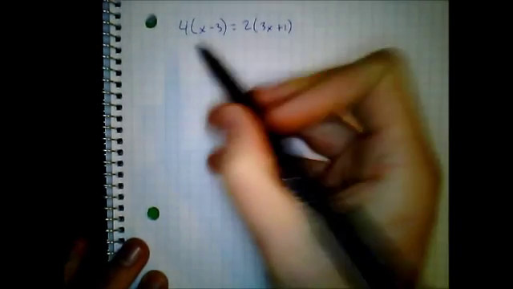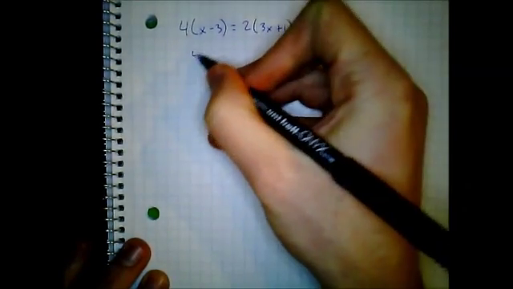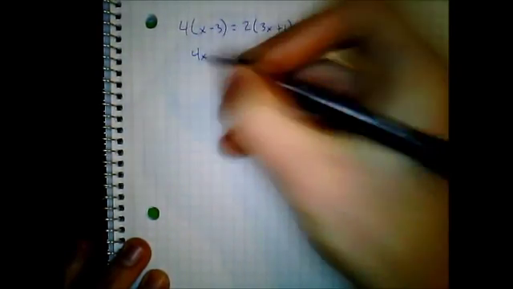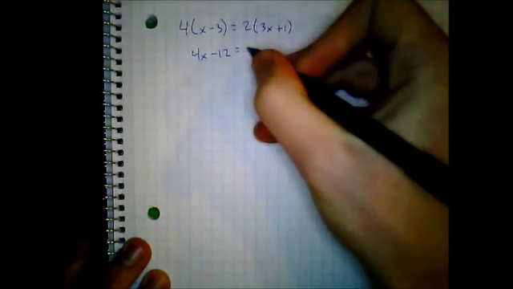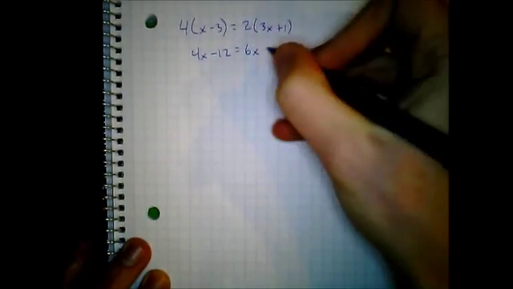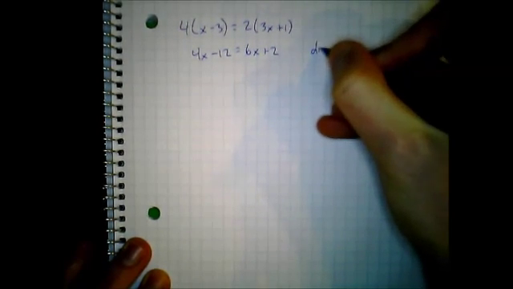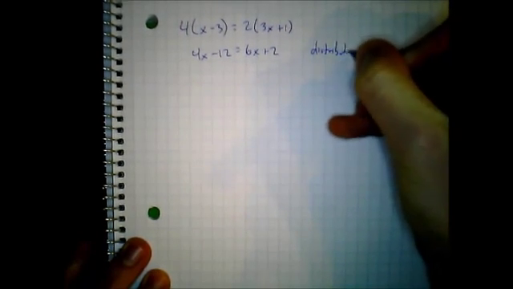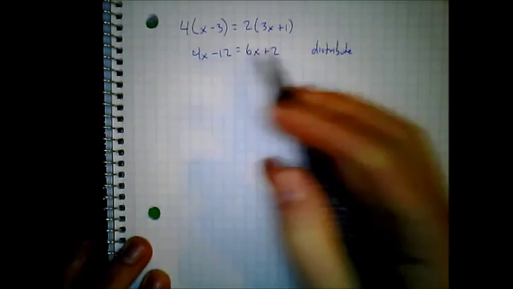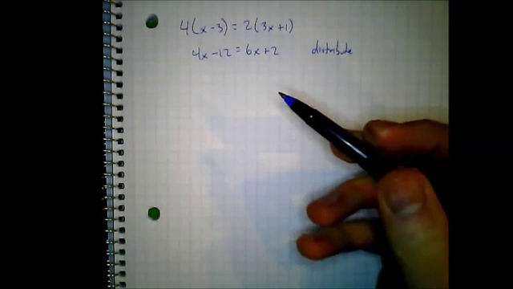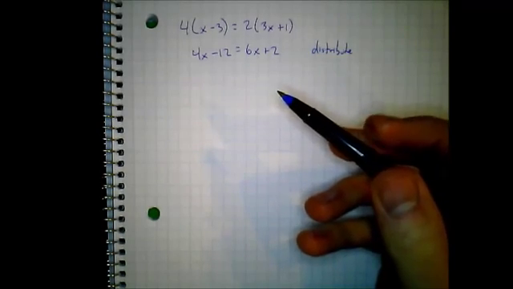So let's do 4 times x is 4x. 4 times minus 3 is minus 12, because we're good at distributing at this point. 2 times 3x is 6x, and 2 times 1 is 2. So the very first thing we do is we distribute. Okay, now this turns into an equation that we have seen a lot so far, that we are comfortable solving.